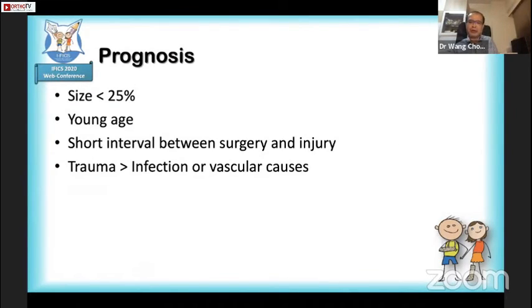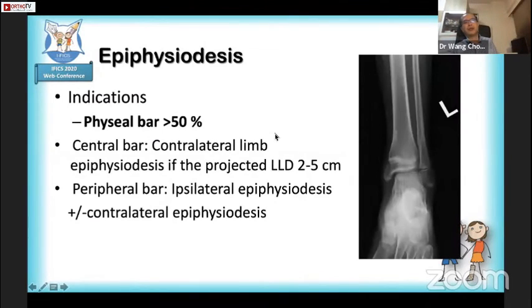Good prognosis is seen in patients who have a smaller physeal bar, in particular less than 25%, in younger patients, and in those patients who are picked up early after the injury and with treatment offered early. And physeal bars secondary to trauma behave or recover much better compared with those resulting from infections.